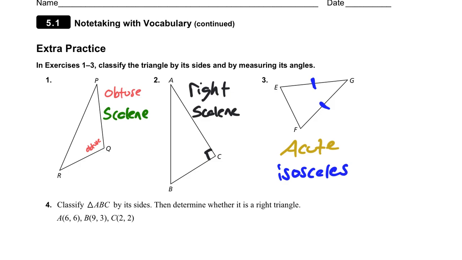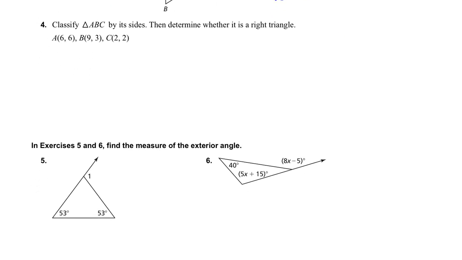All right. And then classify this by its sides. This would mean that we'd want to do the distance formula. So technically on number 4, you'd want to do the distance formula from A to B, and then from B to C, and then from A to C, and then we can see what those are.